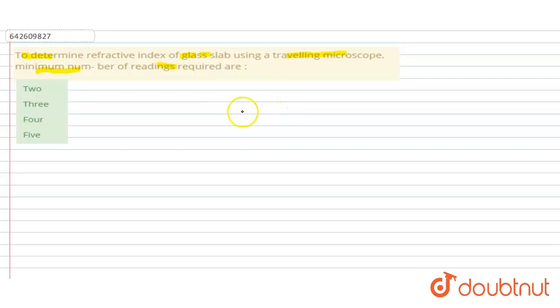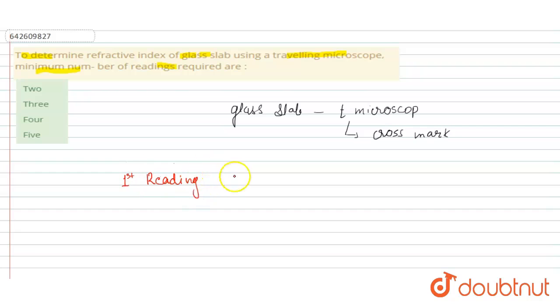We observe the glass slab by traveling microscope. First we adjust the cross mark. So we take the first reading without slab.